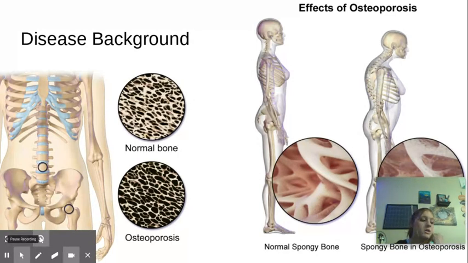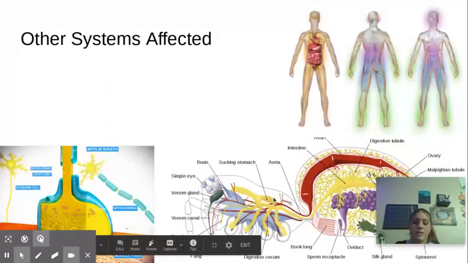And also, osteoporosis related fractures most commonly occur in the hip, the spine, or the wrist. And that's just some disease background that I thought was interesting.